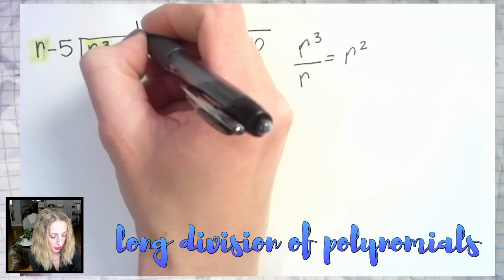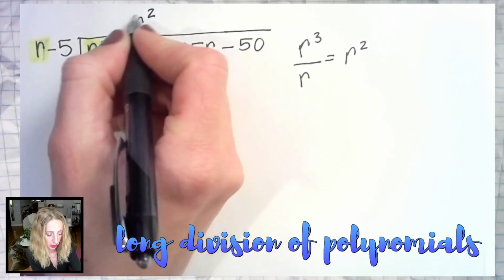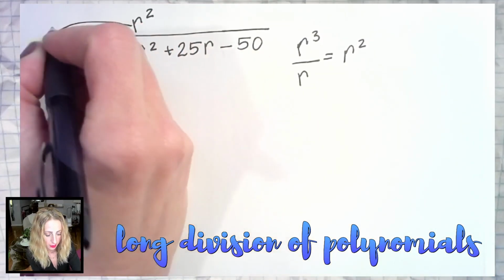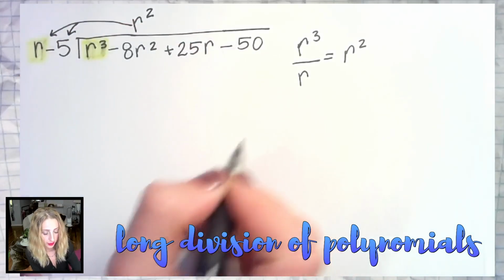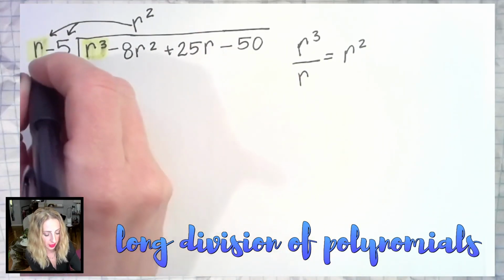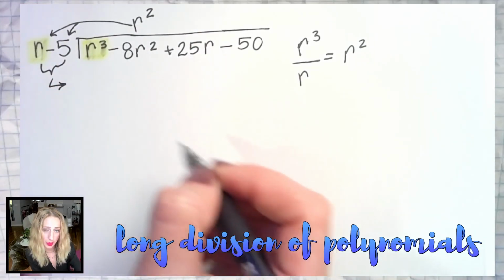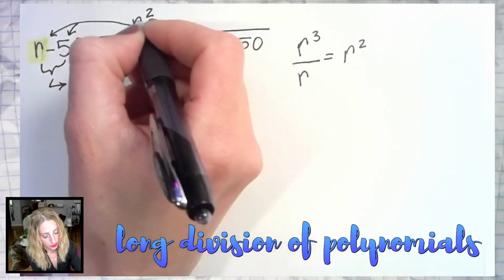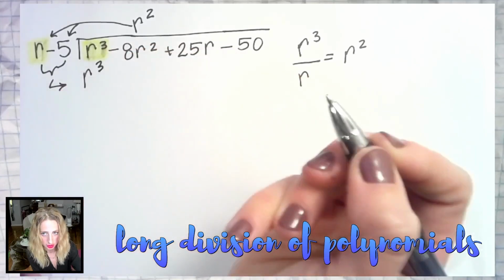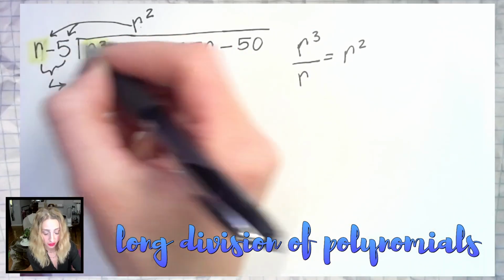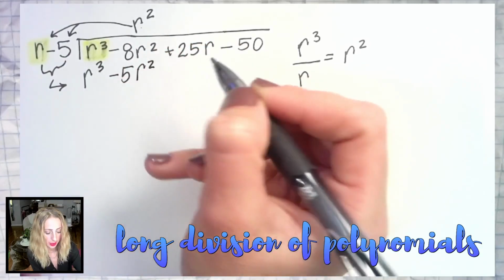We write that right above the negative 8r squared. There it goes. From here, we're going to multiply that by r and the minus 5. It distributes to everything there. Then you take that answer and it's going to get written underneath. So r squared times r is r to the third. That's looking good. R squared times negative 5 is minus 5r squared.